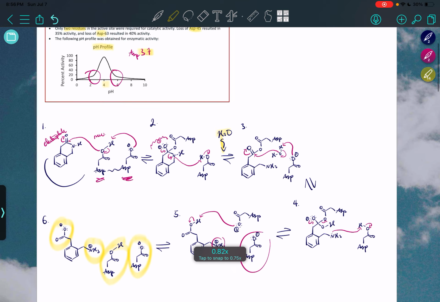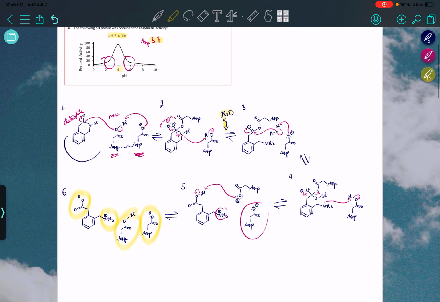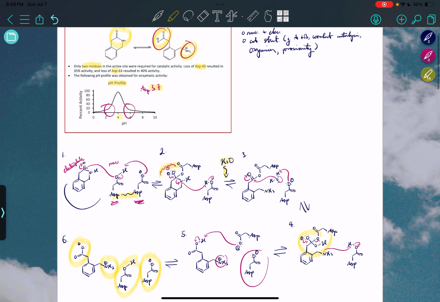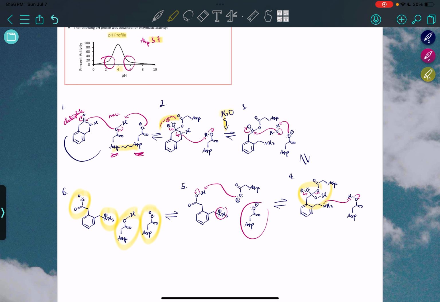To sum up our catalytic strategies, we have proximity here, we have an oxyanion hole, and we have covalent catalysis with bonds being made and broken, and we also have an acid here and a base. Oops, I said that backwards. I mean a base and an acid.